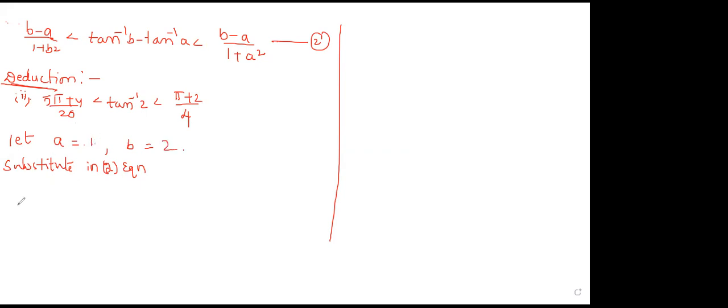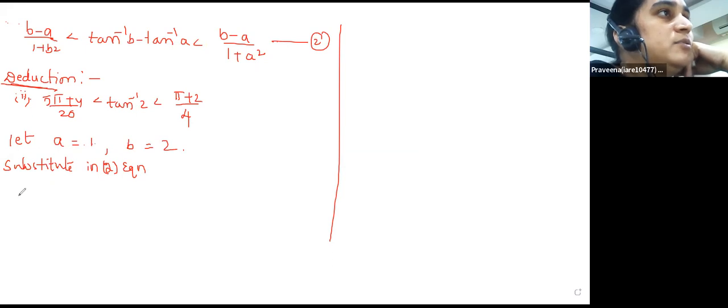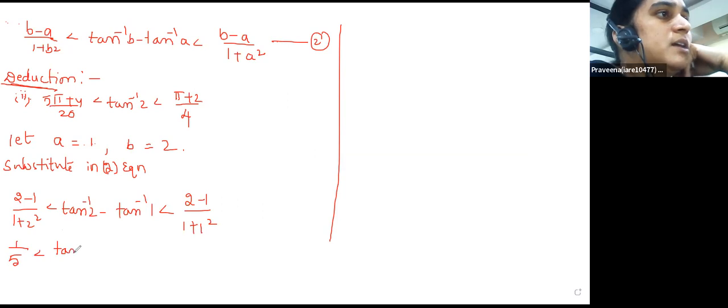Okay, then substitute in the above equation: 2 minus 1 by 1 plus 2 square less than tan inverse 2 minus tan inverse 1 less than 2 minus 1 by 1 plus 1 square, that is 1 by 5 less than tan inverse 2 minus tan inverse 1, which is pi by 4, less than 1 by 2. I'll take minus pi by 4 on both sides, that is plus pi by 4 less than tan inverse 2 less than 1 by 2 plus pi by 4.